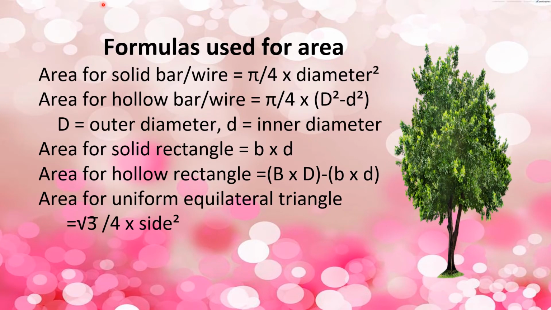For area of a solid bar or a wire of circular cross section, it will be pi by 4 into d square. For a hollow bar or a wire, it will be pi by 4 into bracket open capital D square minus small d square bracket close, where capital D is outside diameter and small d is inner diameter. Area for a solid rectangle is B into D. Area for a hollow rectangle will be equal to bracket open capital B into D minus bracket open small b into D bracket close. Area for an equilateral triangle will be equal to under root 3 divided by 4 into side square.